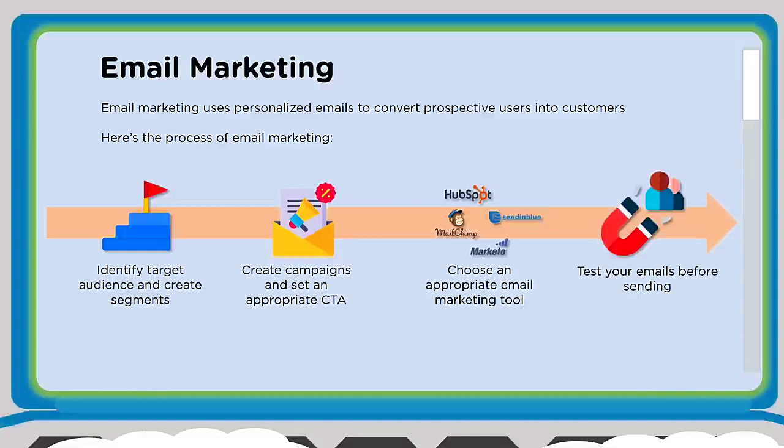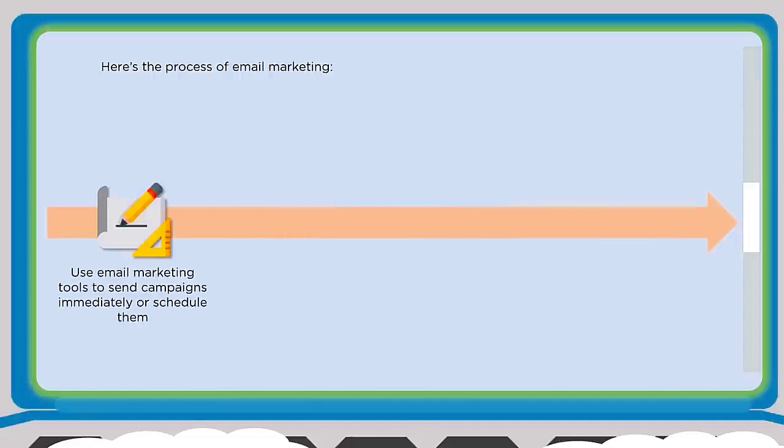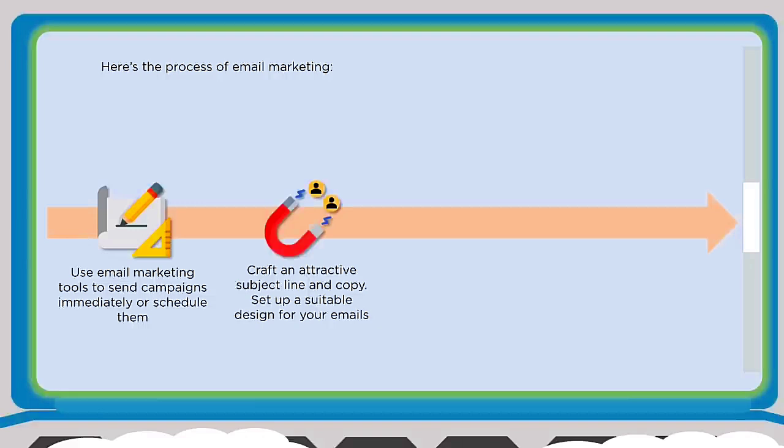So when you choose that email marketing tool, you're going to test your emails before you send them out. And then after testing, you're going to use that email marketing tool to actually send the campaign. Okay, so you can immediately send them out or you can schedule them. Now, a best practice when you send an email out to your target audience is to create probably 2 emails per segmented audience.